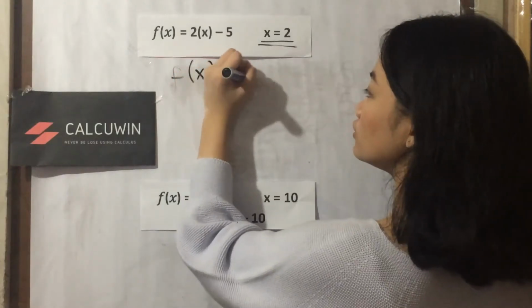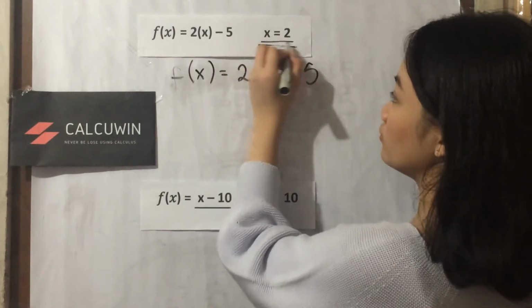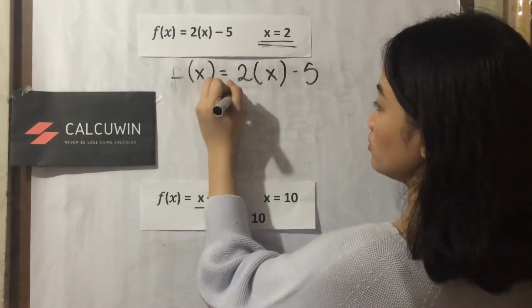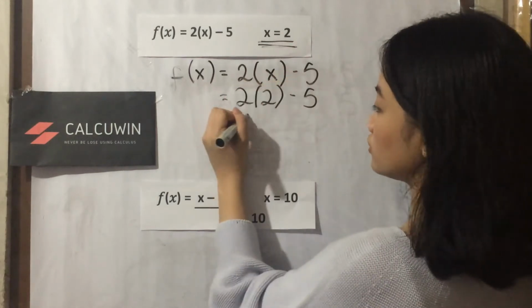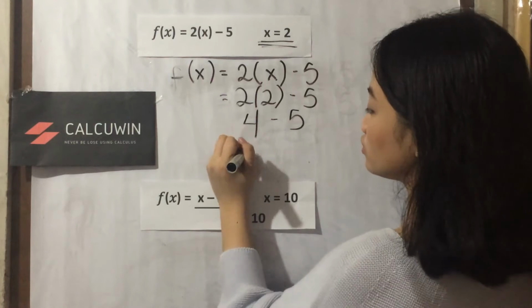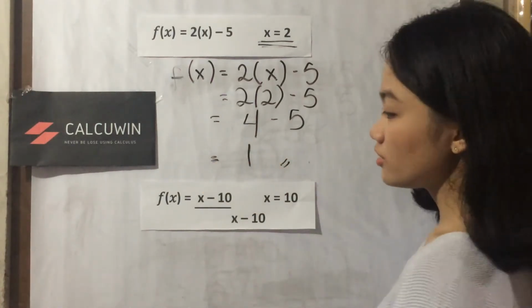But before we proceed in discussing the limits, I will show you an example of evaluating a function. 2x minus 5 with the value of x equals to 2. Substitute 2, minus 5, which results to 4 minus 5 equals to 1. So that's the answer.